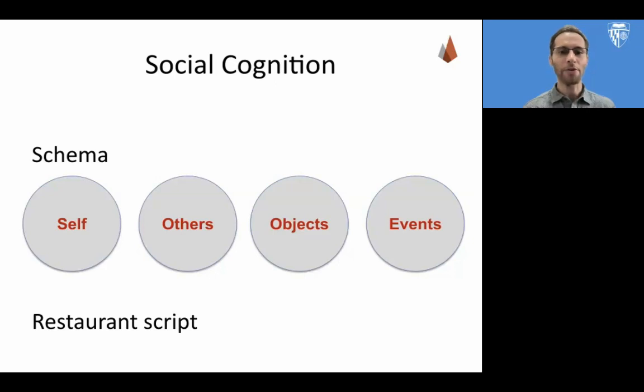We have schemas about ourselves, about other people, about physical objects, and about events. Some types of schemas are referred to as scripts, or mental models of sequences of events. A good example of this would be the restaurant script. When you go to a restaurant for the first time, like one that you've never been to before, you have an idea about how it's going to go. You have a script, a blueprint for what to expect, given that you've been to other types of restaurants before.